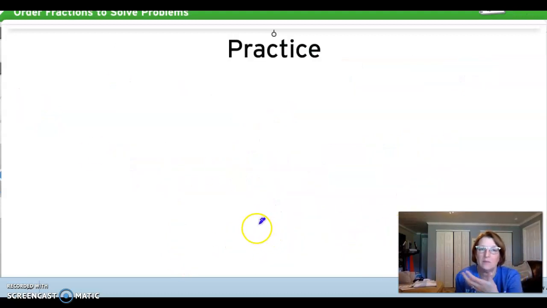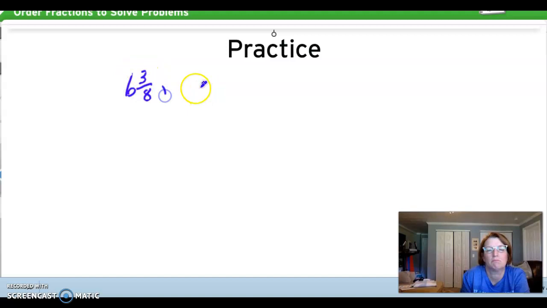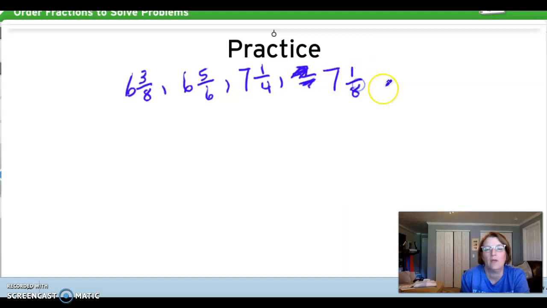Now sometimes you have to put mixed numbers in order. So let's think if we had 6 3/8, 6 5/6, 7 1/4, and 7 1/8. And we wanted to put those in order.